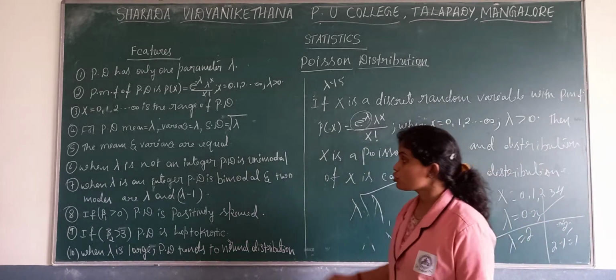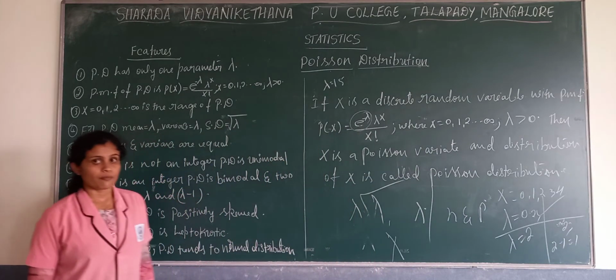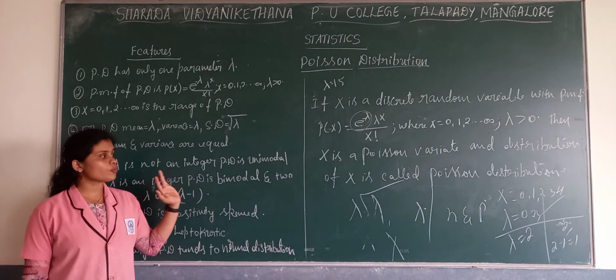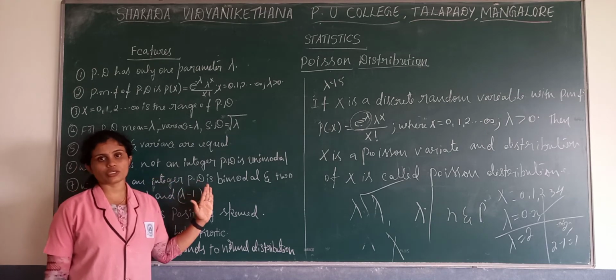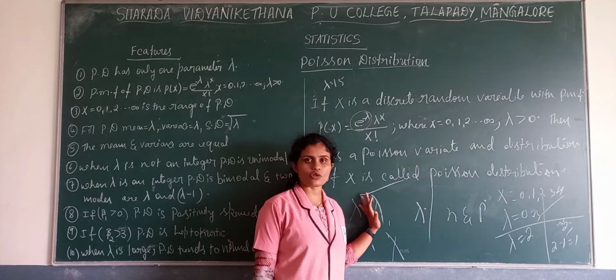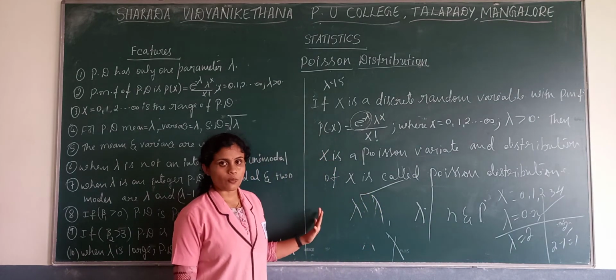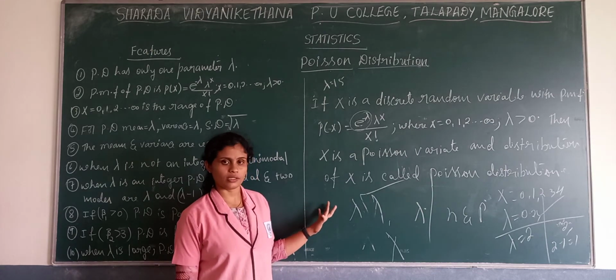So you should remember these features. Based on these, questions will be asked. Mainly here, in theory you should know the features and definition. Sometimes definitions also they will ask: define Poisson distribution or define binomial distribution.